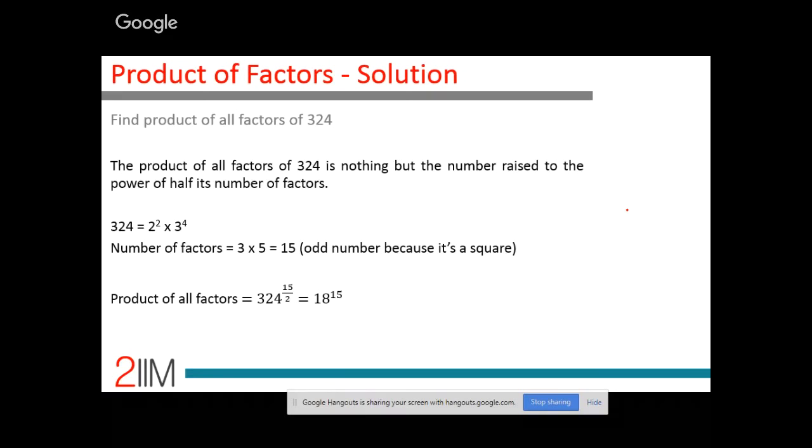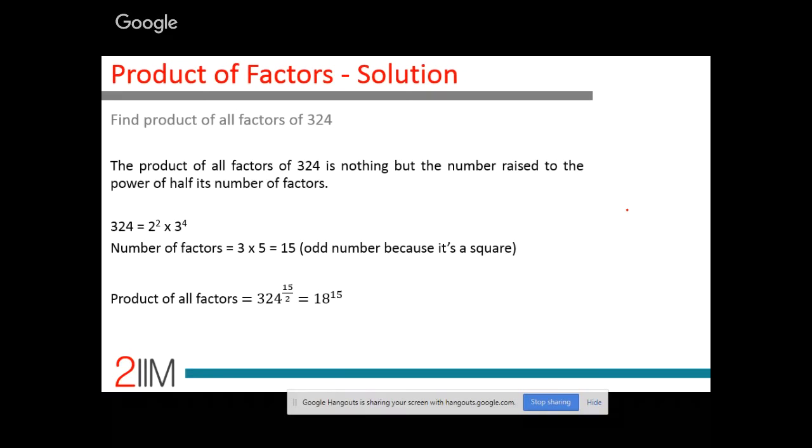If it has an odd number of factors, that means it has to be a perfect square. That means you leave out one. If it has 15 factors, you leave out one, the square root. The remaining 14 can be paired up, so you have 7 pairs. So it is 324 power 7 into 18. That 18 is still left, which is effectively 324 power 7.5, 324 power 15 by 2, which is 18 power 15.